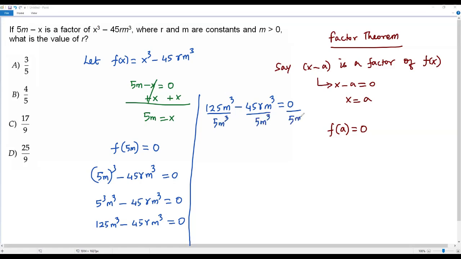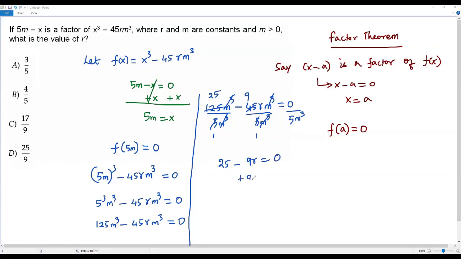Dividing by 5m³, the m³ cancels. 5 goes into 5 one time, and 5 goes into 125 twenty-five times. Again the m³ cancels; 5 goes into 5 one time, and 5 goes into 45 nine times. So we get 25 over 1, which is 25, and 9r over 1, which is just 9r. When I divide 0 by 5m³, it's still 0.